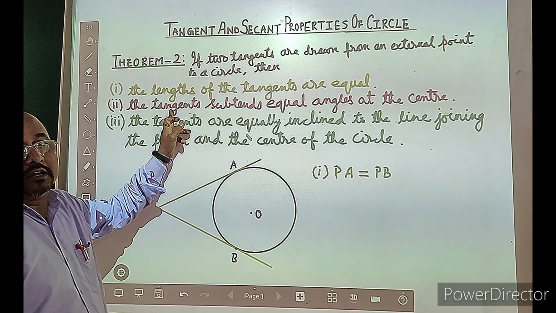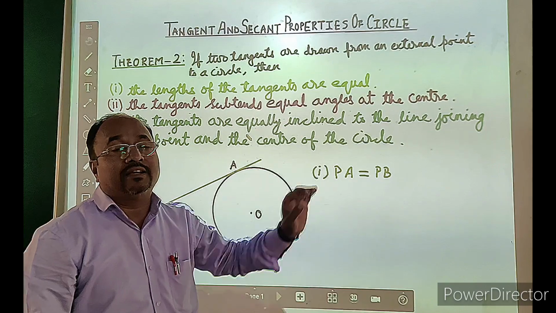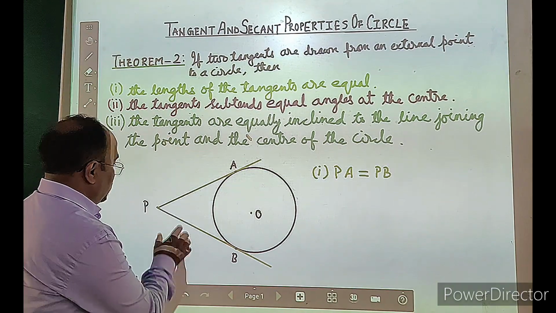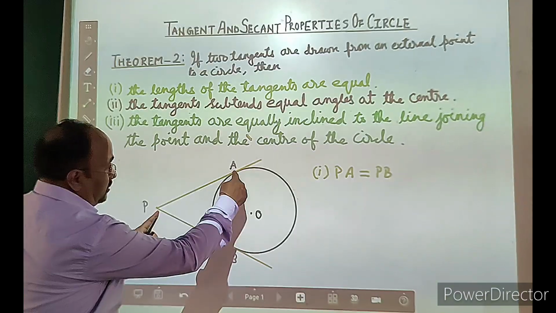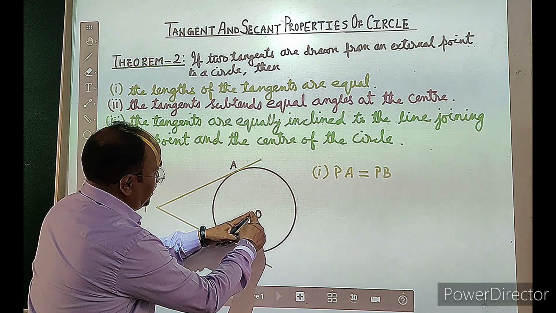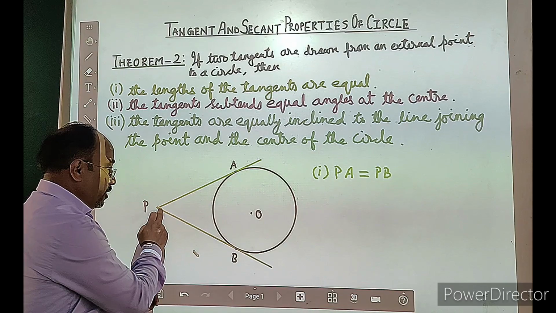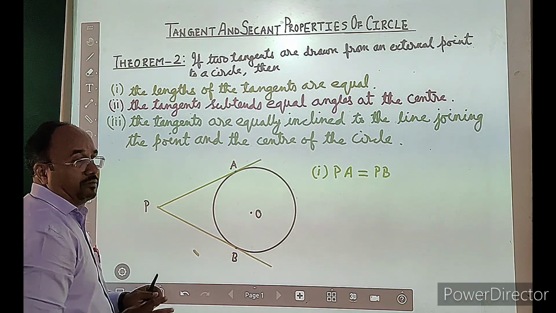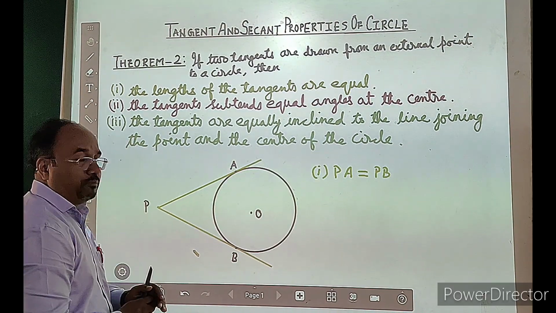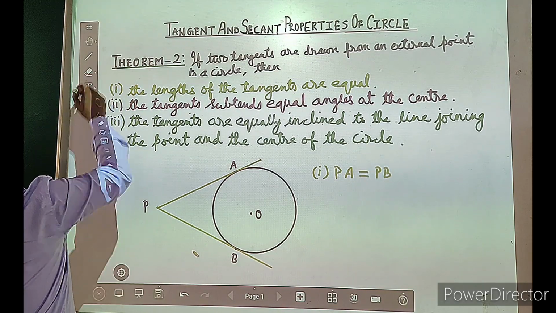Now to the second part. The tangents subtend equal angles at the center. Now this is a tangent to it. So the angle subtended by it will be the angle made by the joining of AO and PO, and by the joining of BO and PO will be the angle made by PB. So let us draw those two.